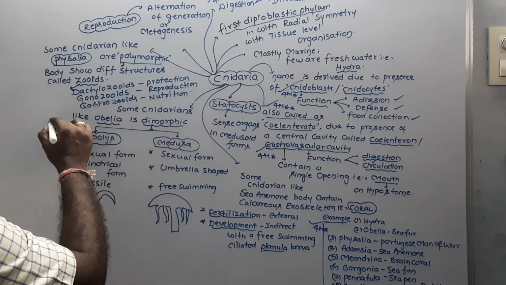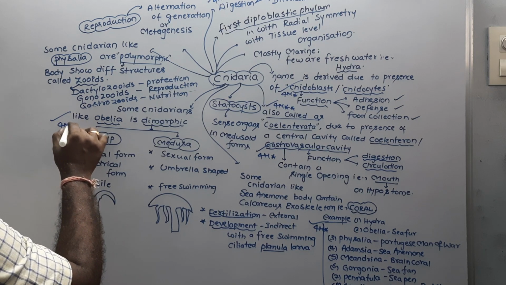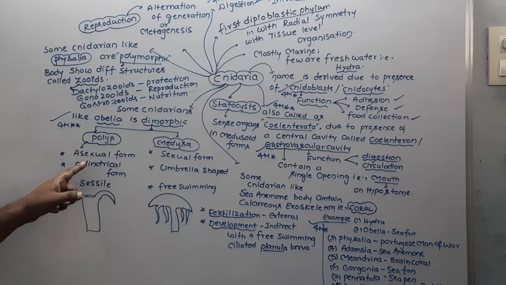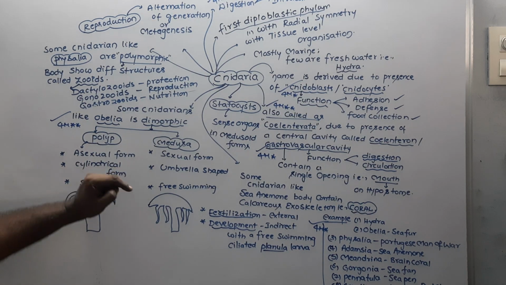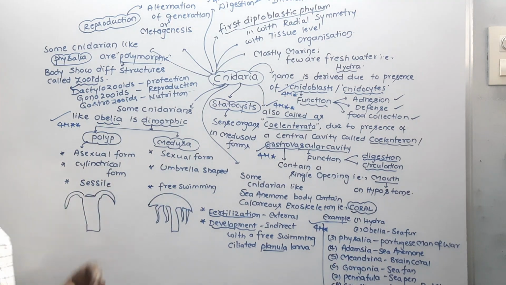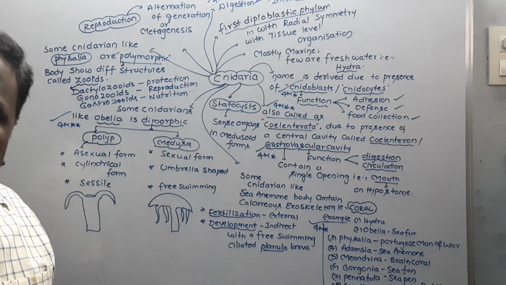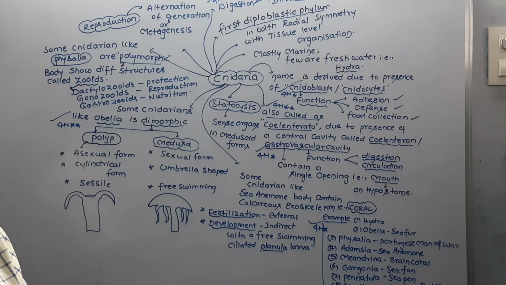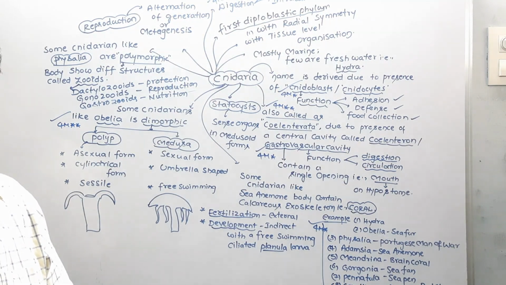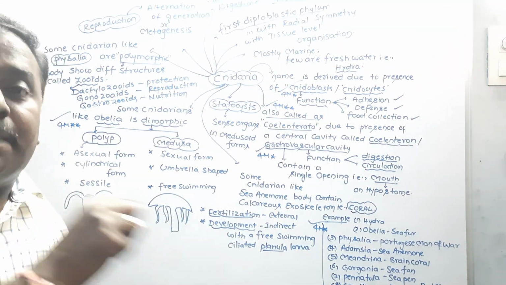Dimorphic Cnidarian example: Obelia, in which polyp and medusoid stages are seen. The polyp stage is the asexual form; the medusoid is the sexual form. The polyp is cylindrical; the medusoid is umbrella shaped. The polyp is sessile, immobile. It is attached to the substratum and cannot move from one place to another. Whereas the medusoid is free swimming and always swims from one place to another.